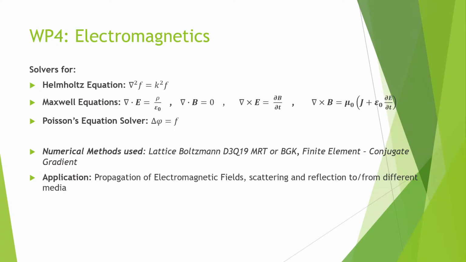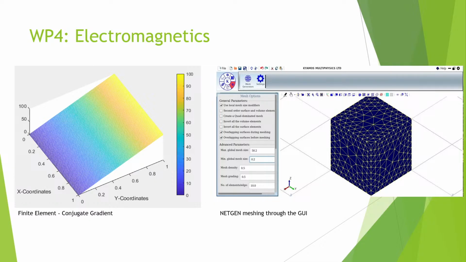Now, the numerical methods used were the lattice Boltzmann D3Q19 MRT, and also BGK, and finite element. We also created our own conjugate gradient method, which also supports complex numbers, and we applied it in electromagnetic field scattering and refraction to and from the media. Here are just some of the results.